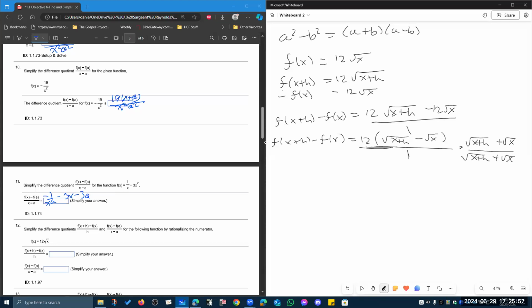Like that. When I do that, I get x plus h minus x in the numerator, and root x plus h plus root x in the denominator. And I've rationalized my numerator. There's no more radicals in my numerator, which was my goal.